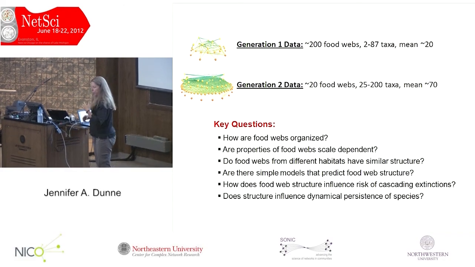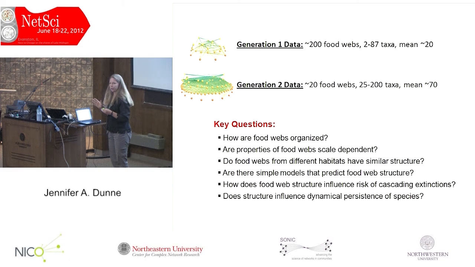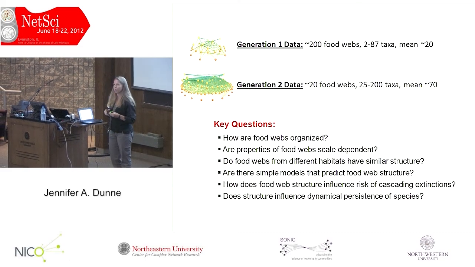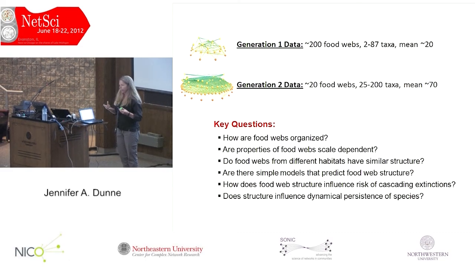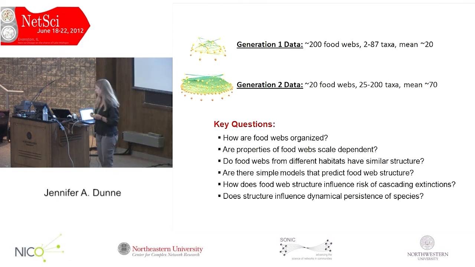But on the basis of these data, both Generation 1 and 2, a number of key questions have been asked. How are food webs organized? Are properties of food webs scale dependent? Do food webs from different habitats have similar structure? Are there simple models that predict that structure? How does food web structure influence robustness or the risk of cascading extinctions? And does structure influence the dynamical persistence of species? These are all really important questions that I think we've made a lot of progress on based on these data.